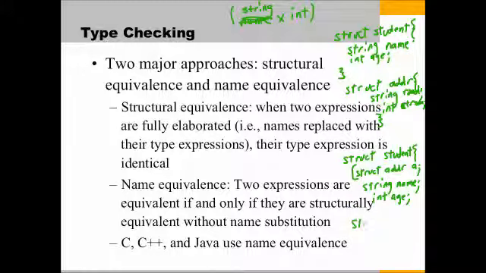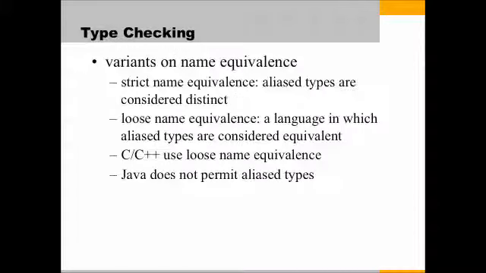If we have struct student S and struct A A, then under name equivalence, these two variables S and A are not equivalent because we're not allowed to replace the structs with their full type expressions. And since struct student is not the same as struct A, the two are not equivalent. So C, C++, and Java, they all use name equivalence.